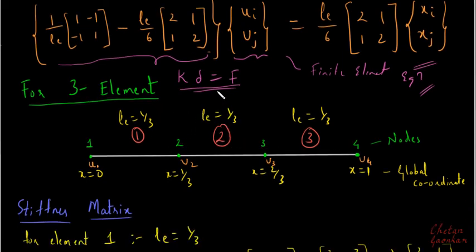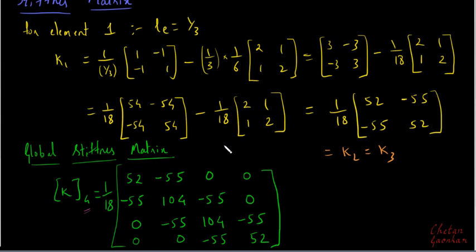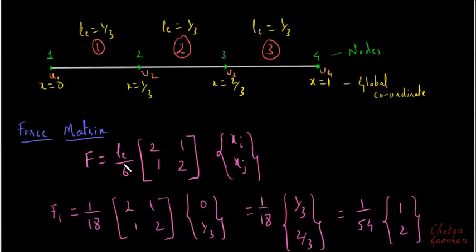entire domain into any number of elements which we want. And then I just have to evaluate these terms k1, k2, k3 and so on to obtain the global stiffness matrix. And also I want to find here what is the global force matrix. So that can be found as F equal to Le by 6 times the matrix 2 1 1 2 times xi xj.